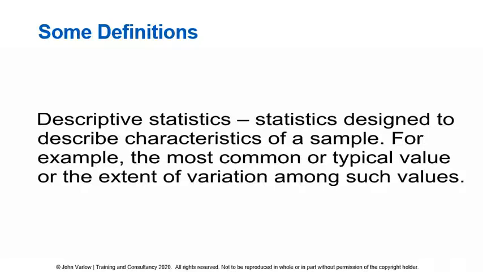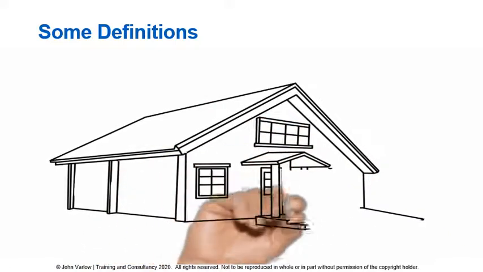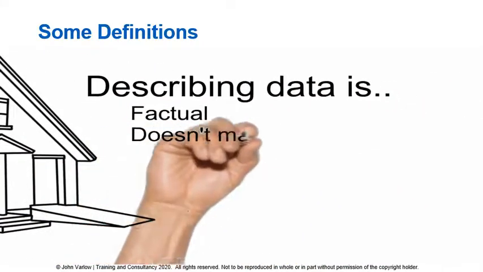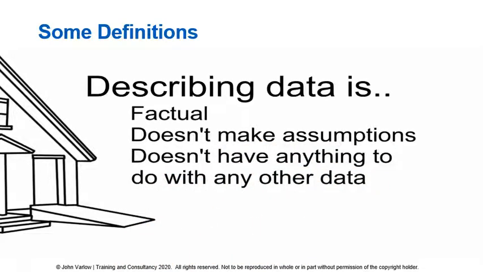The key thing about descriptive data is that it is definite. There's no doubt associated with any of your measures as you're fully aware of the data that you're describing. If I were to ask you to describe your house, the answer that you gave would be based on your house, not anyone else's. It wouldn't make assumptions about other houses or other areas, but would simply be a factual description of where you live. In the same way, describing data is factual, doesn't make assumptions, and doesn't have anything to do with any other data.